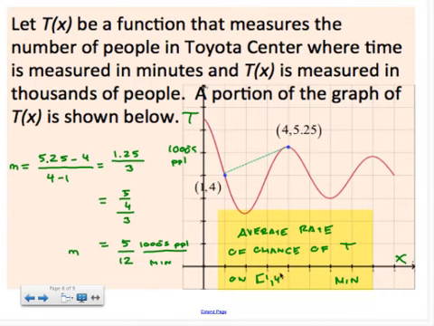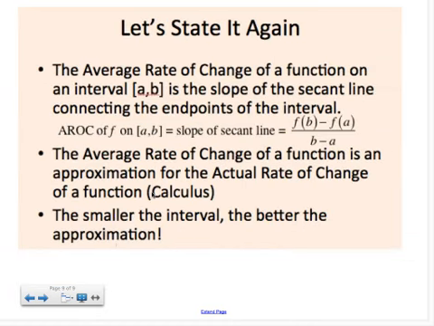So this is one way we measure how fast the function changes. We measure on average how fast it changes between 2 points. In calculus, we refine this to find out how fast it actually changes at a specific point in time. Very neat. But for now, this is the best we can do. So let's reiterate so you have it for your notes. The average rate of change of a function on an interval is the same as the slope of the secant line that connects the 2 endpoints of the interval. So the AROC, average rate of change, of f on [a, b] is the slope of the secant line, which is found by this calculation: f(b) minus f(a) over b minus a.